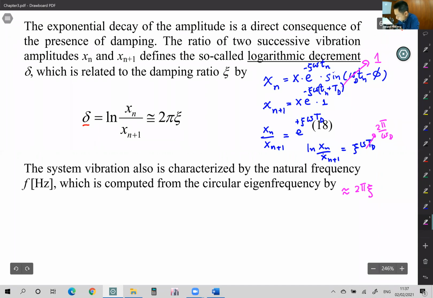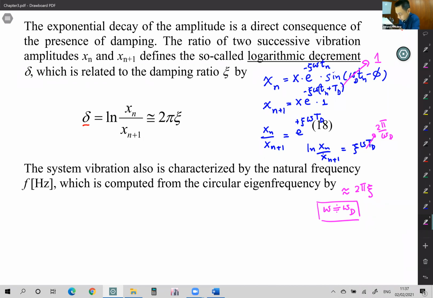When I say approximation, where does this come from? It comes from omega being assumed to be approximately equal to omega d. If I assume this, the logarithmic decrement delta can be approximately equal to 2 pi psi. Why can we assume that omega and omega d are very close?